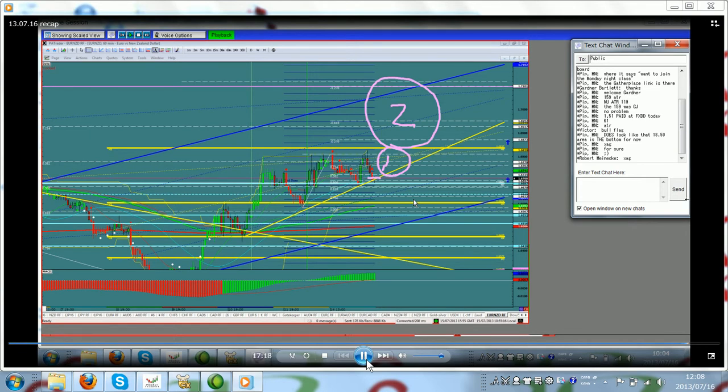Ascending wedge, we can trade an ascending wedge because we have direction. We can't trade a symmetrical wedge because we have no direction. But an ascending wedge or a descending wedge, we can trade. Thank you, Pip. So there we are, folks.